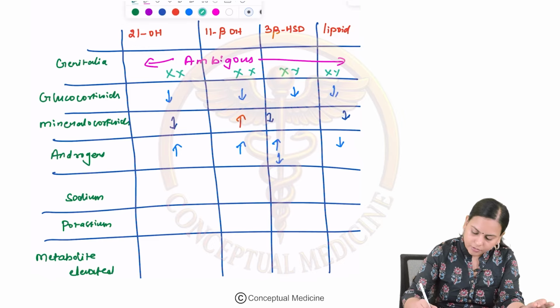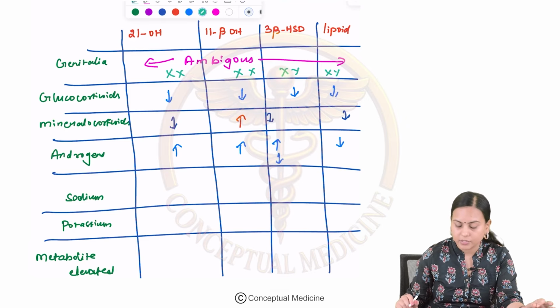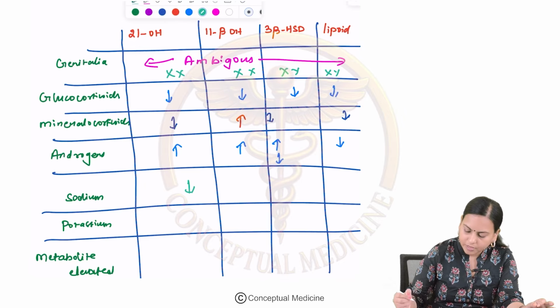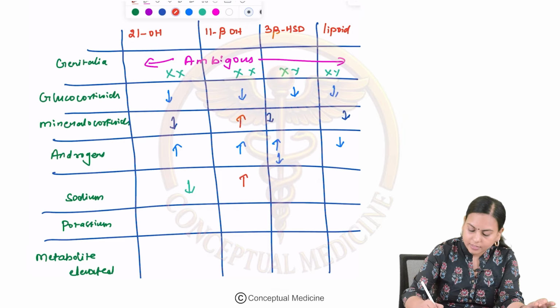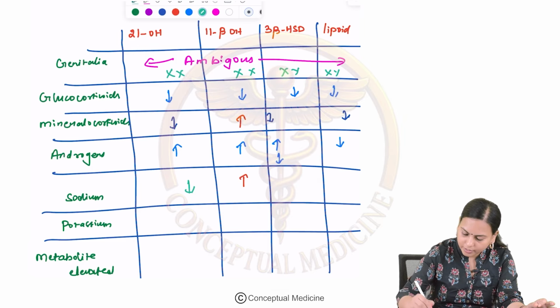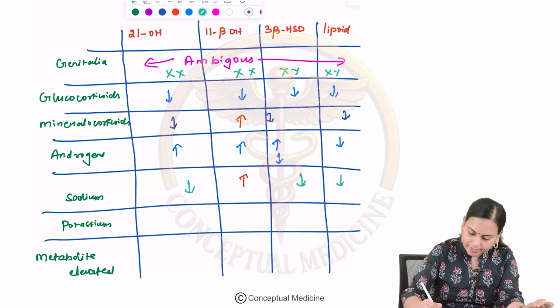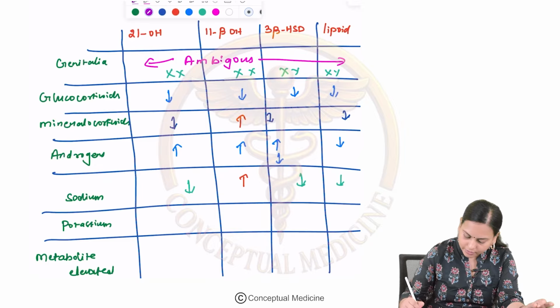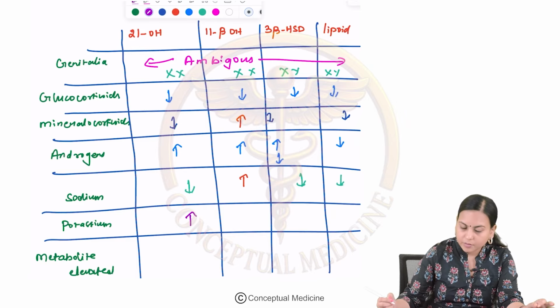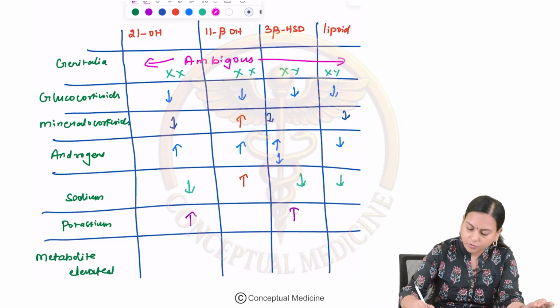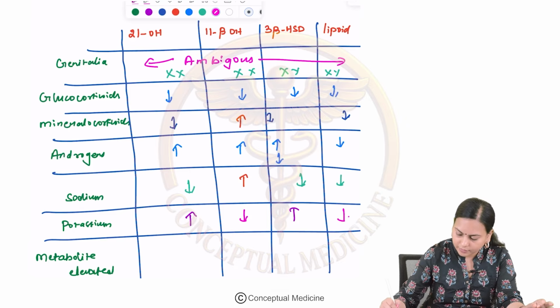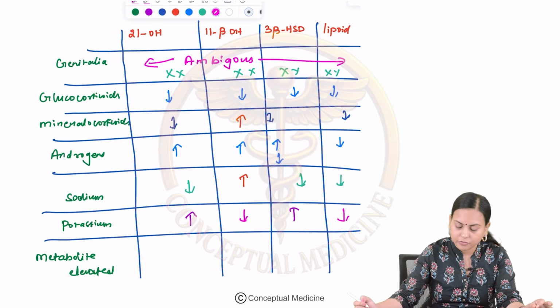Clear? The sodium content in 21 alpha hydroxylase deficiency is going to be reduced, whereas it is going to be increased in the case of 11 beta hydroxylase deficiency, and in the other 2 conditions also the sodium content is going to be reduced. Okay, and finally the potassium, if you see, it is going to be increased in a case of 21 hydroxylase deficiency and 3 beta hydroxysteroid deficiency, whereas it is going to be reduced in case of 11 beta hydroxylase deficiency and lipoid type of CAH.